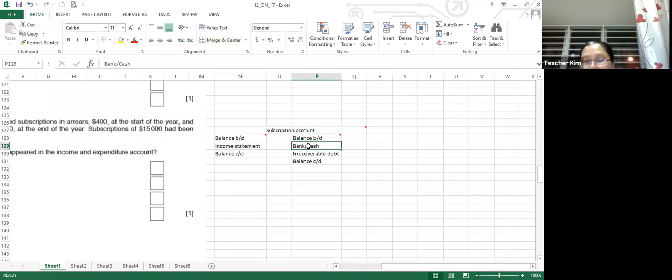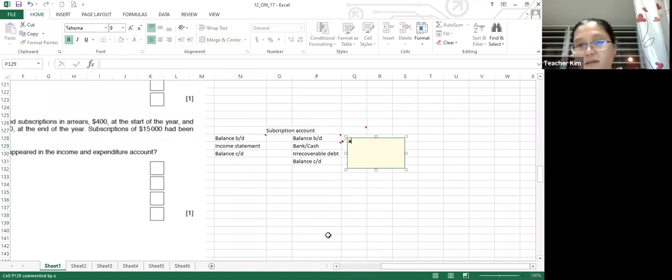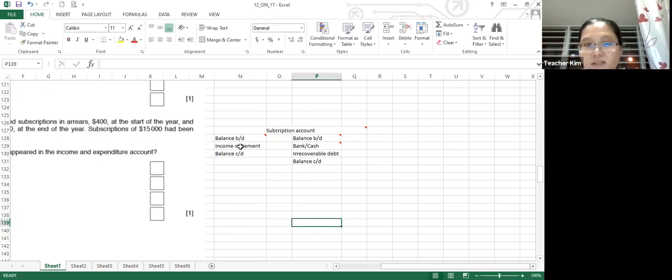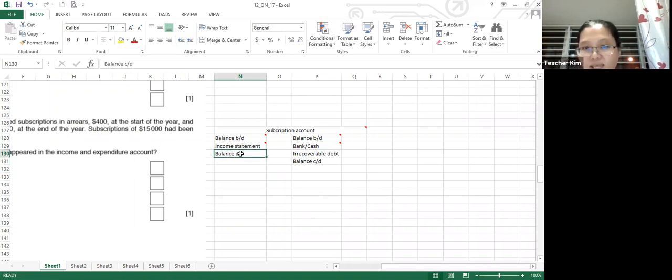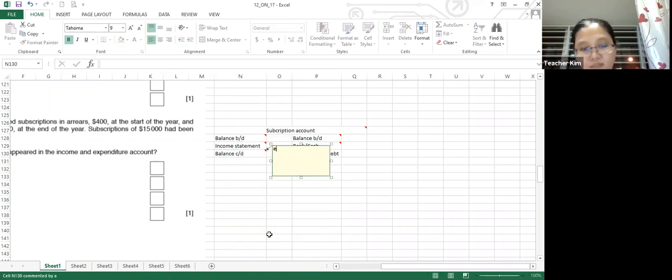So come to this one. This one is a fixed. Okay, fixed. That means is in the credit side. This one also fixed. Means must be only in the debit side. Whereas come to carry down, this is end of the year. This is member paid in advance.